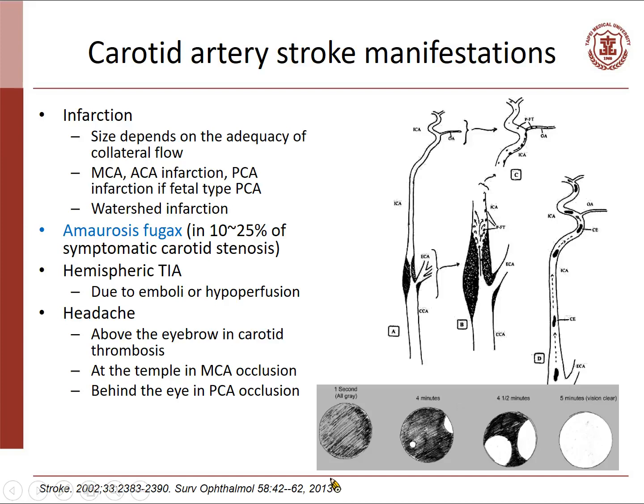So for carotid artery stroke, the manifestation can be severe because it is the main artery supplying most of our brain. And sometimes carotid artery stroke can have a pre-stroke symptom called amaurosis fugax. This is because the ophthalmic artery is the first intracranial branch of the internal carotid artery. So if there's carotid artery disease, the atheroma going through the internal carotid artery to the ophthalmic artery can cause the ophthalmic artery blood flow to decrease.